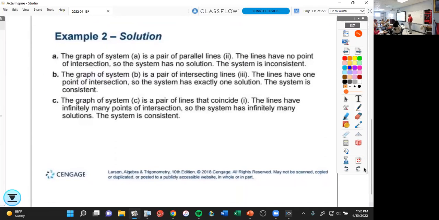Okay. A, the graph of system A is a pair of parallel lines. The lines have no point of intersection, so the system has no solution. It's inconsistent. B, it has a pair of intersecting lines. The lines have a point of intersection, so the system has exactly one solution. The system is consistent. And C, the graph was a pair of lines that coincide. The lines have infinitely many points of intersection. The system has infinitely many solutions and is consistent.